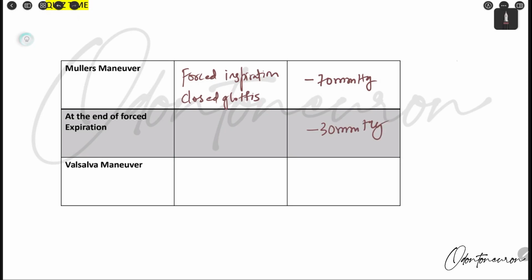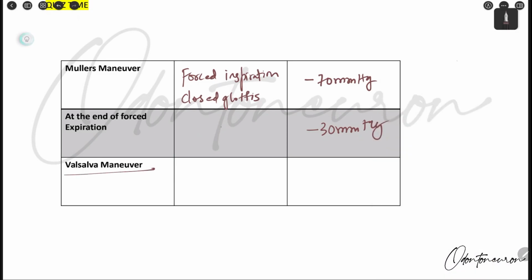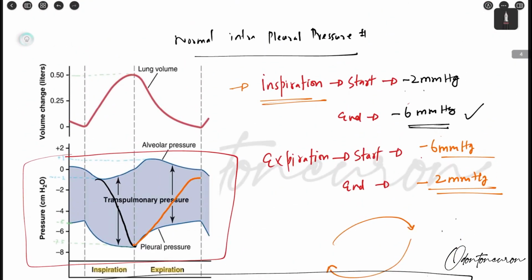Now, at the end of forced expiration, this is normal without anything. But the Valsalva maneuver, at the end of forced expiration with closed glottis, is around plus 50 mmHg. This is also an important MCQ to be noted. Clear? So we saw how our intrapleural pressure works at the start of inspiration, at the end of inspiration, and how this graph works.